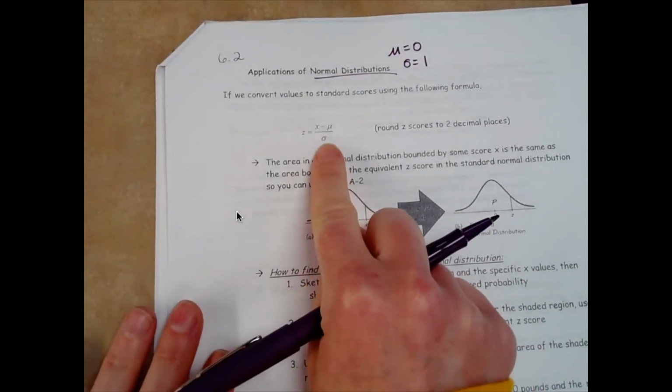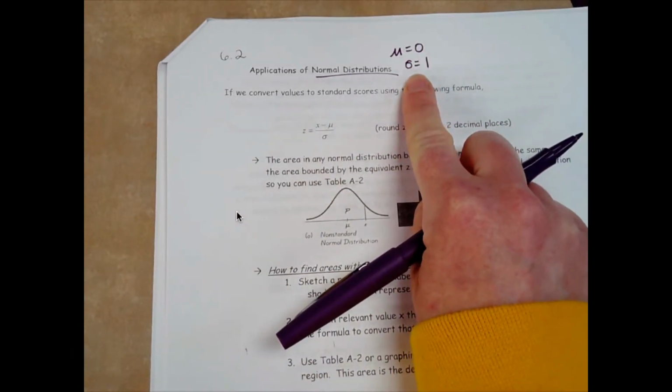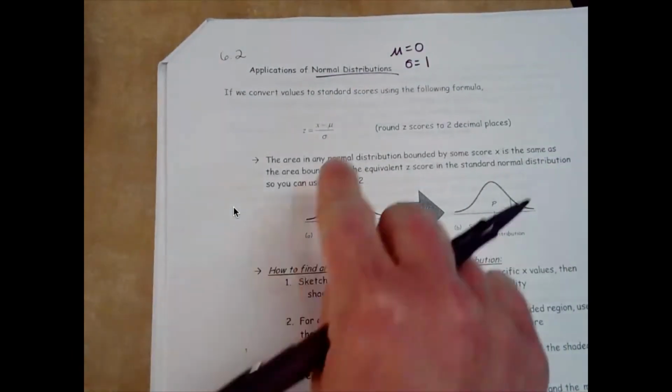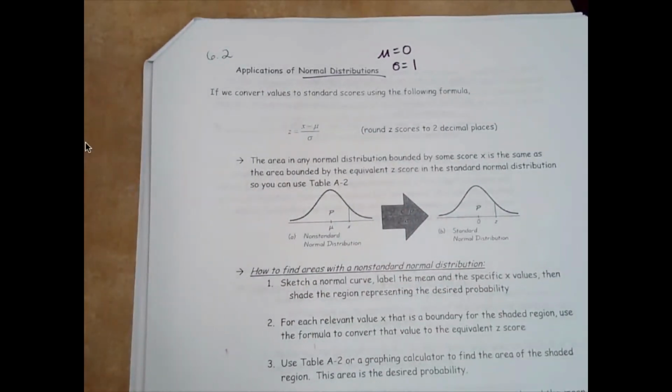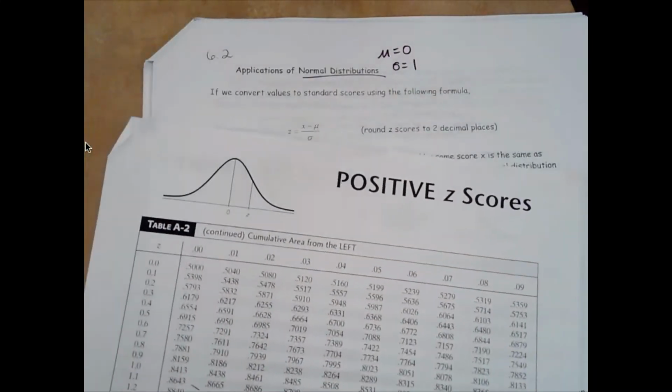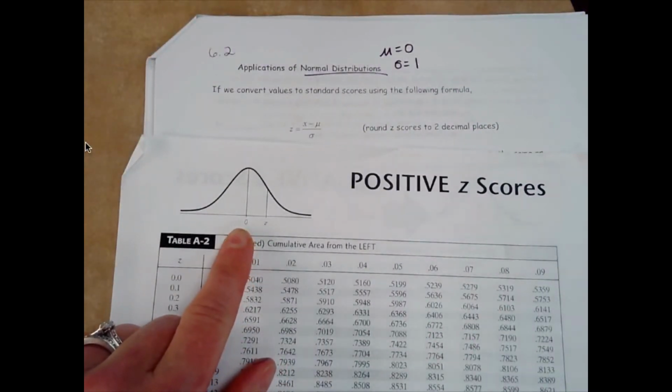So this is a way of converting values that aren't standard into standard, like with mu of 0 and sigma of 1. So this is our formula. The area of any normal distribution bounded by some score x is the same as the area bounded by equivalent z-scores in the standard normal distribution. So you can use the table. The table that we have also goes along with having a mean of 0 and standard deviation of 1, but that's not true in every situation.